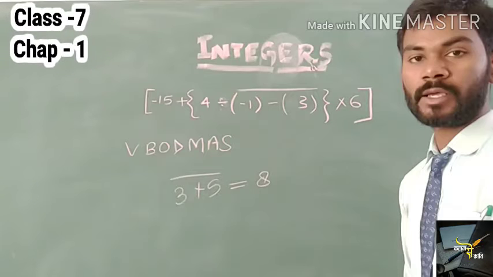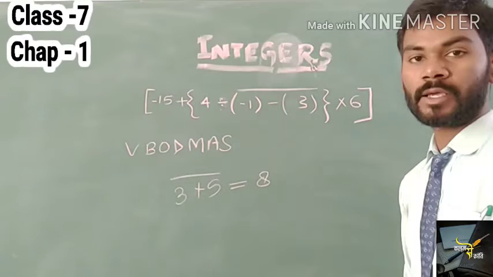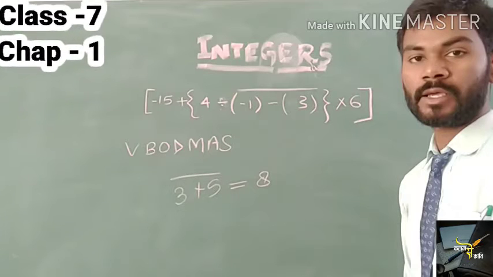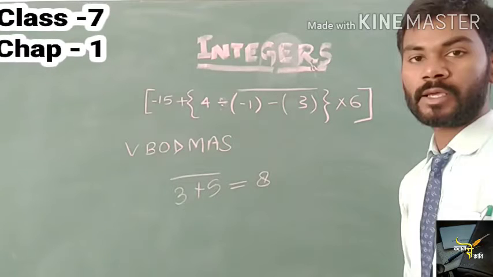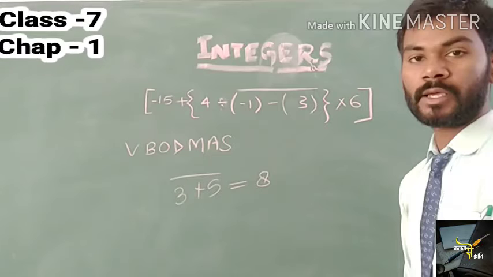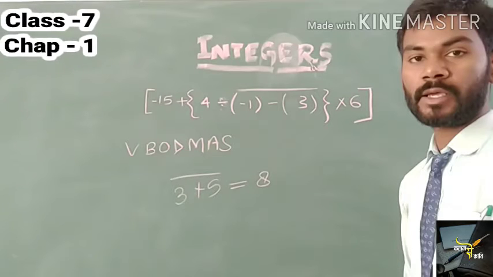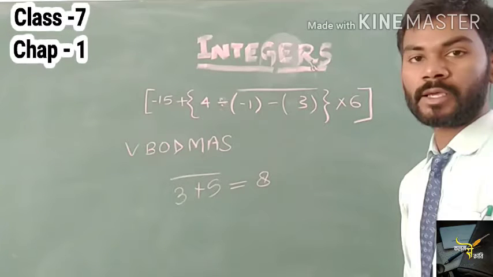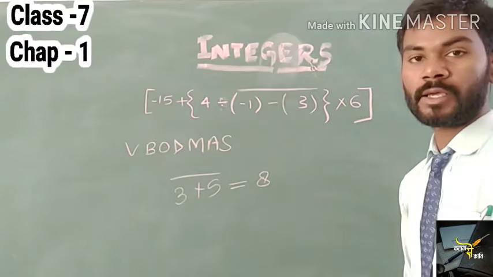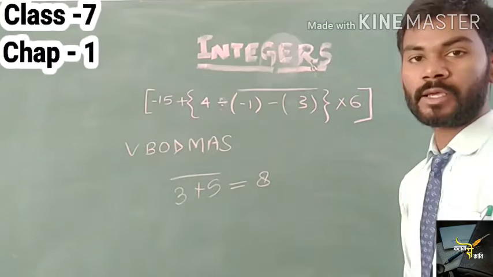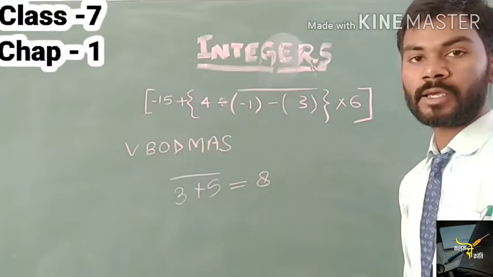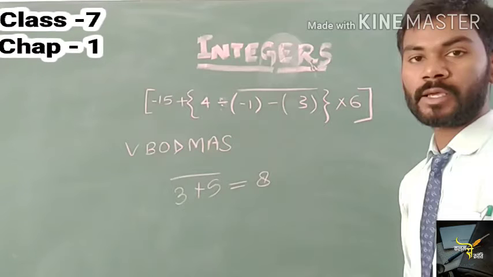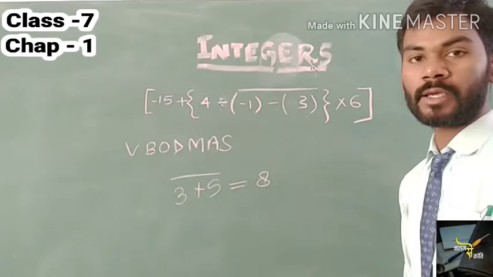So here we can see that 4 is the dividend as numerator and minus 4 is the divisor as denominator. The dividend and divisor both have different signs, therefore their quotient will always be negative. So in the next step, we shall get minus 15 plus minus 1 multiplied by 6, and in the next we get minus 15 minus 1 multiplied by 6.